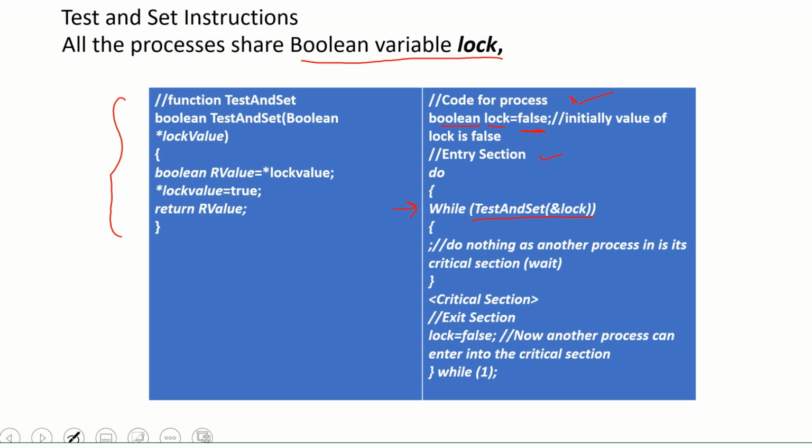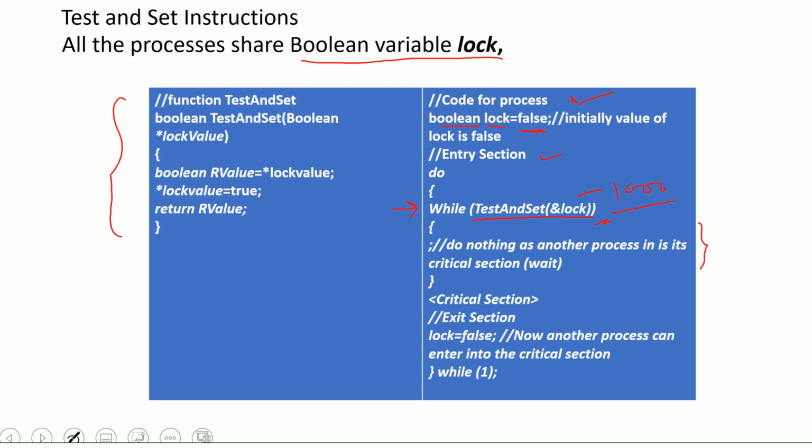What is the meaning of ampersand lock? It's a pointer to the memory location where the value of the variable lock is stored. Suppose this is 1000. In the memory location 1000 the false value is stored. So if this condition is true, only then will it enter this loop. Else it will directly go to the critical section.